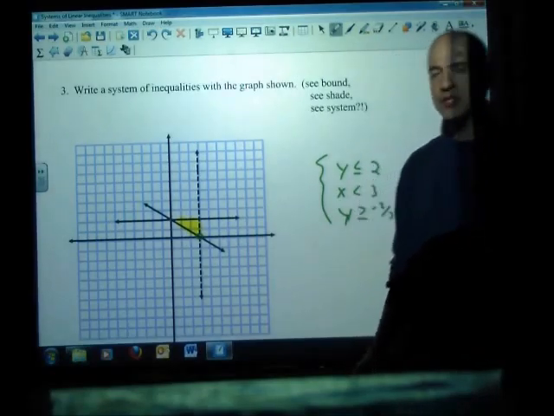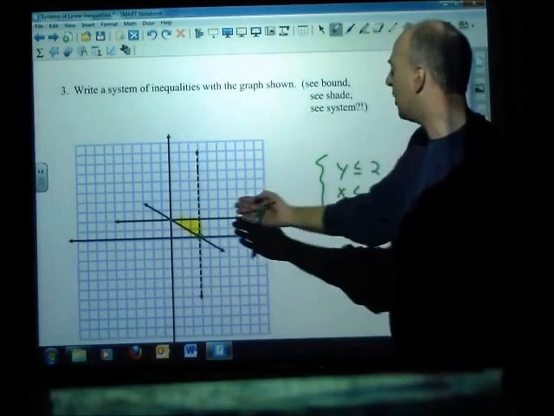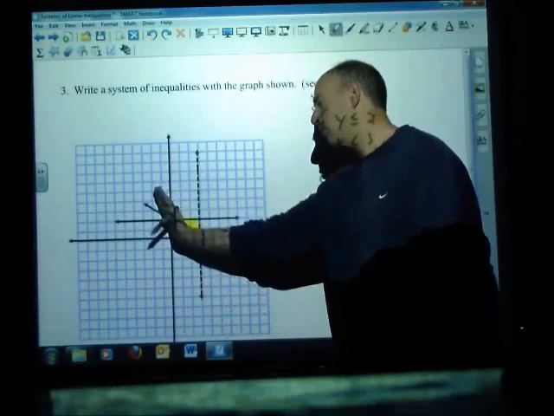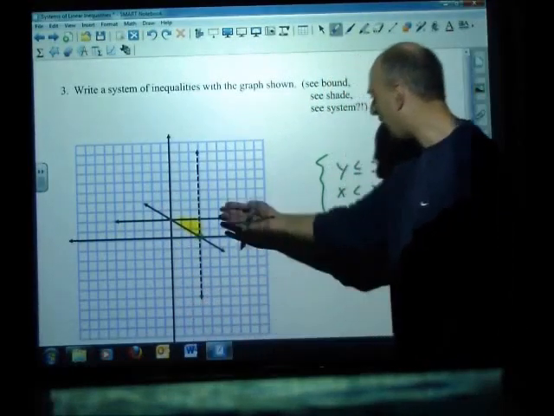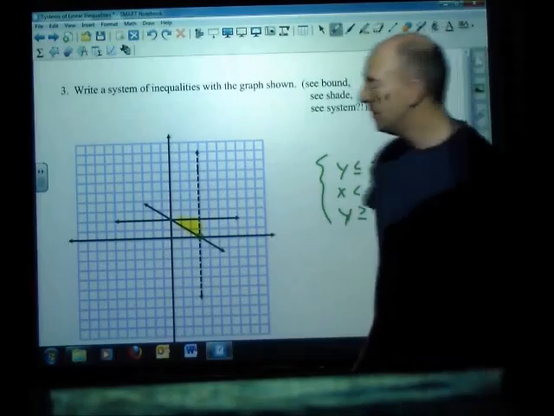All right, so this is simply describing where the answers are based off the boundaries and where the shade is off the boundaries. So that is kind of a typical deal right there.